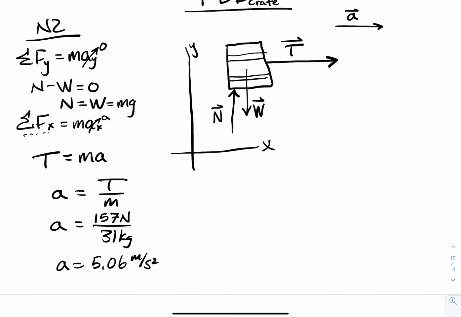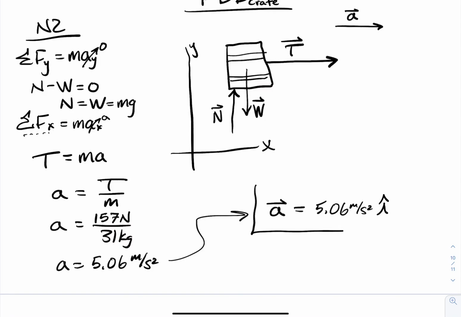But A is an acceleration, so that's not enough. We need to give the actual vector solution. So A vector is equal to 5.06 meters per second squared in the x direction. There are several ways to represent the x direction. I like to use I hat because it's usually the most common used in physics. You could also just write horizontally or in the x direction literally, and that would be okay.